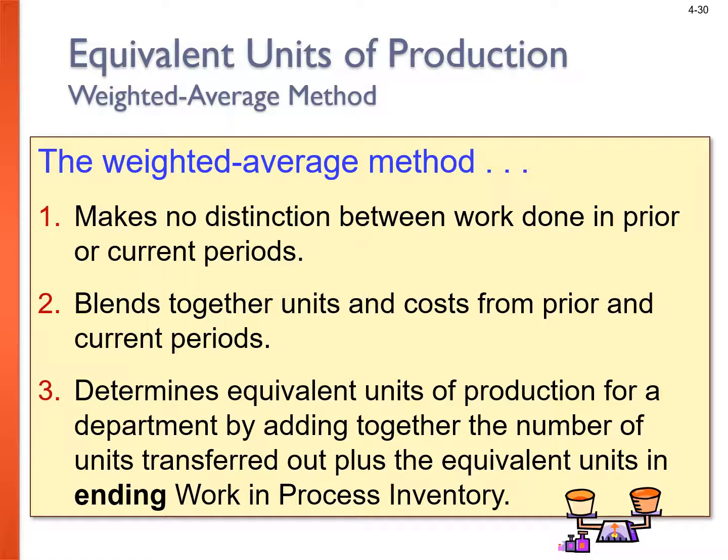Weighted average determines equivalent units of production. So we have to do that calculation we just did, where we take a look at how much we complete, how much is still going, but what percentage is completed. And it does it for a department by adding together, this is important, the number of units transferred out plus the equivalent units in ending work in process inventory, like we just did.